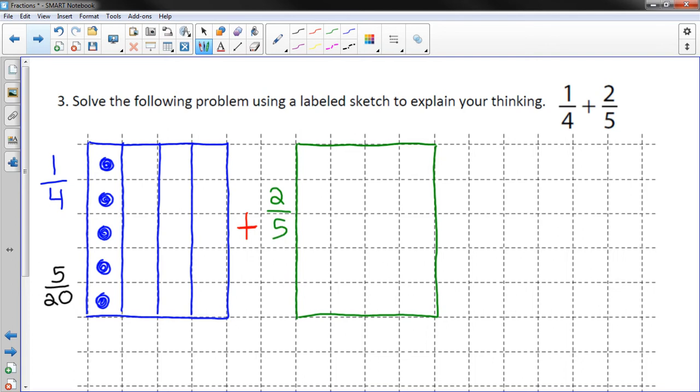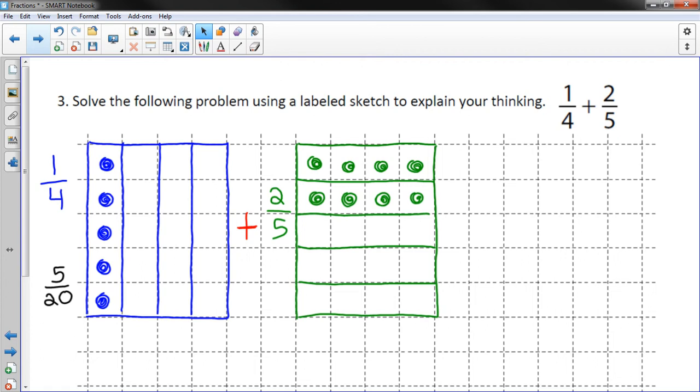Now I have to make this one into fifths, so I'm going to cut it this way. That'd be in 5 equal pieces, and I need to shade in 2 of those 5. There's 1/5. There's 2/5. So 2/5 is the same, it's equivalent to 8/20.